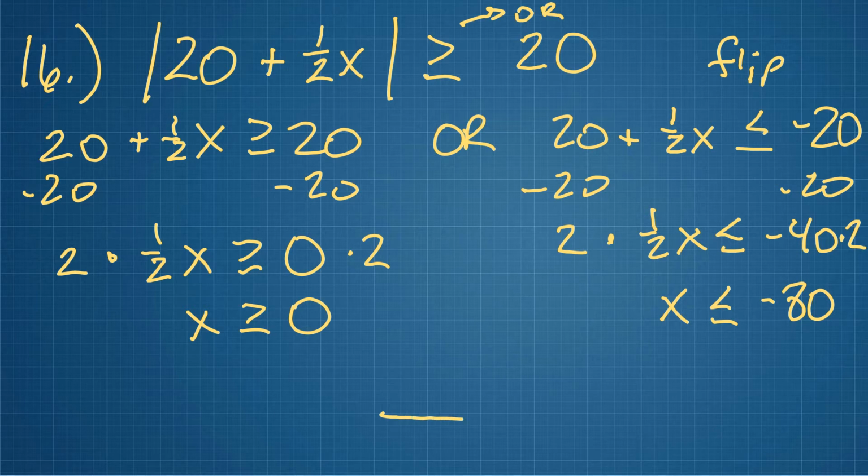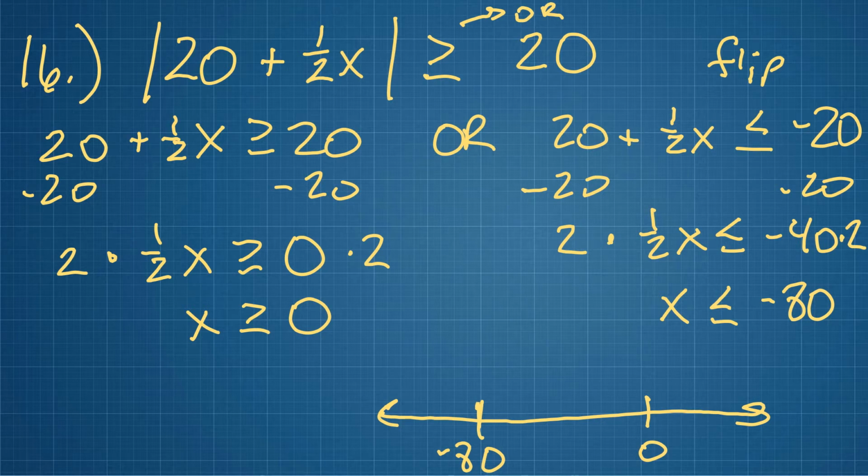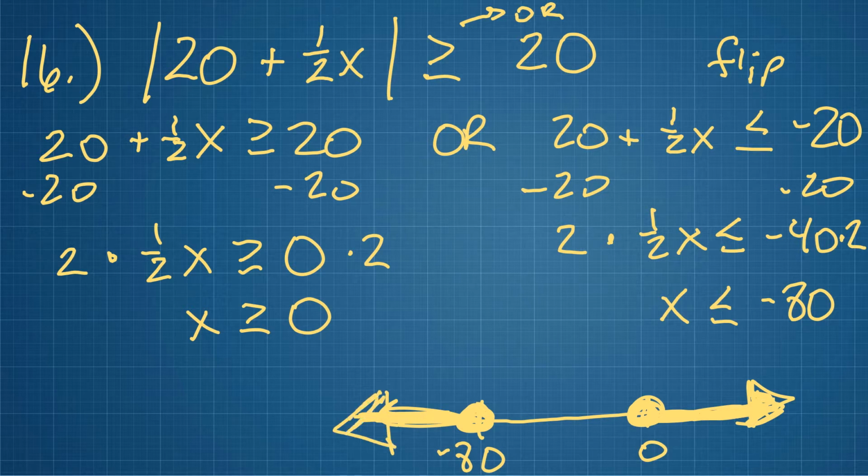I make my number line. We'll put negative 80 there. We'll put 0 here. They're both closed circles because there's a bar underneath the inequality. It's greater than or equal to 0, so I shade to the right. It's less than or equal to negative 80, so I shade to the left. And that looks like an OR graph to me, so I think I did it right. That's it for number 16.